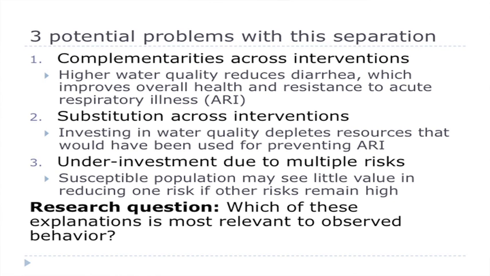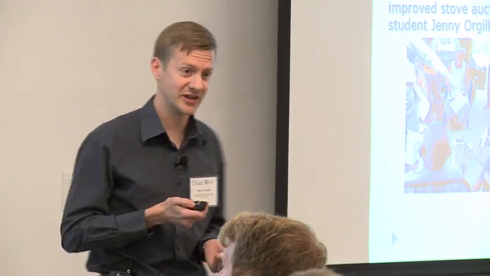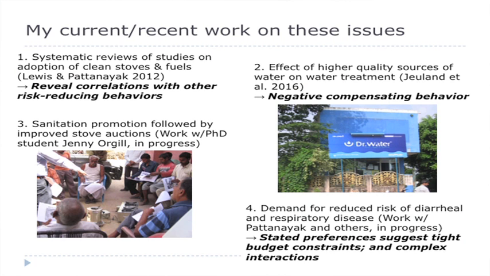So the research question here is which of these explanations is most relevant to observed behavior. And I'll talk about sort of four basic projects that I'm working on in this domain very briefly. One is looking at drivers of demand for improved cook stoves, and we see that there are correlations with risk-reducing behaviors. Another is that even within one domain, if you invest in better drinking water quality at the source, people may cut back on treatment at home.